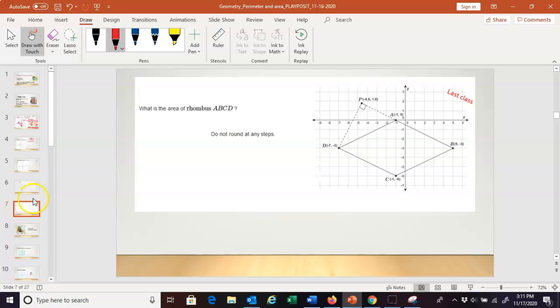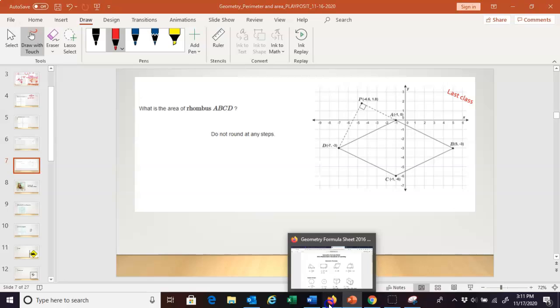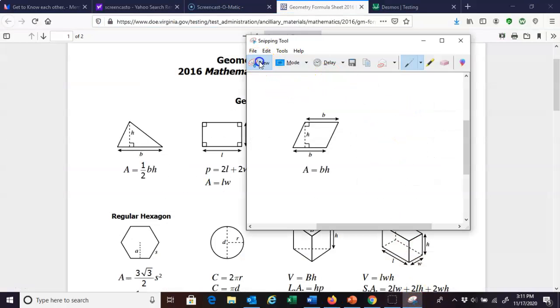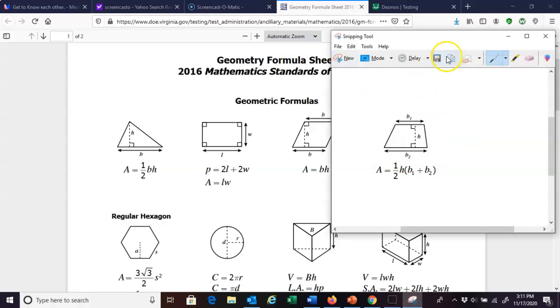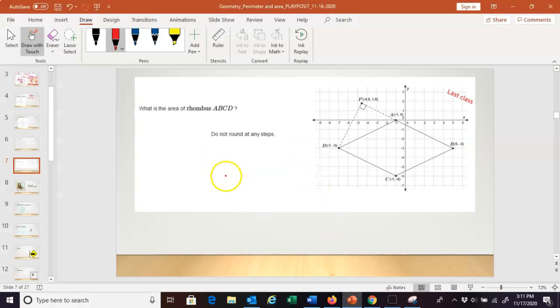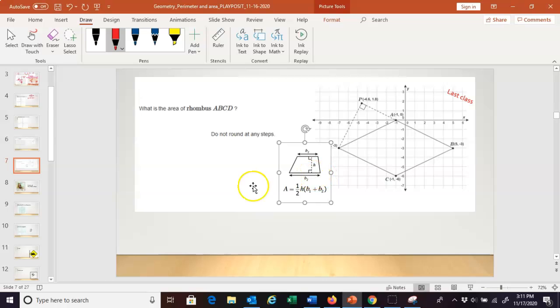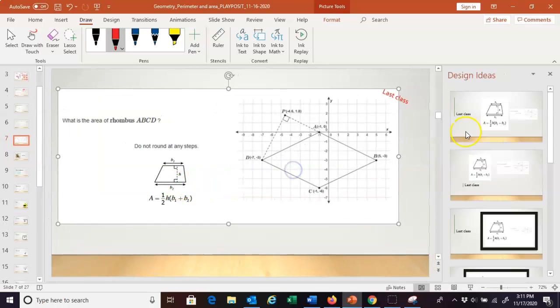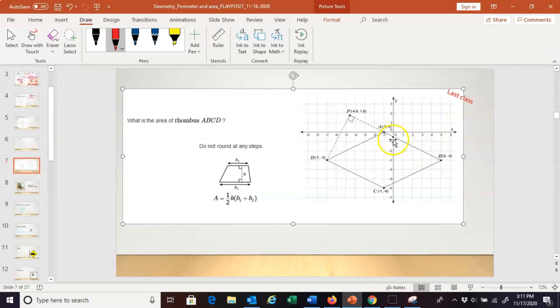I feel like a broken record, right? This is the exact same. You're going to find the missing lengths that you need, and you're going to go to your formula sheet and find the rhombus. Here's the rhombus. Put it in here for us. This rhombus on your diagram is turned a little bit, right? And that's okay. You can still find the lengths of each of the sides and plug them into this formula.